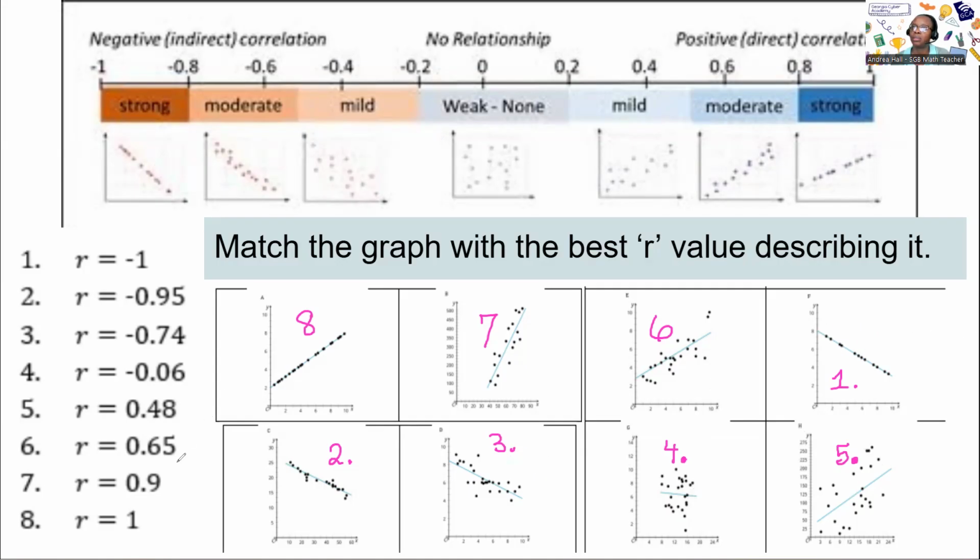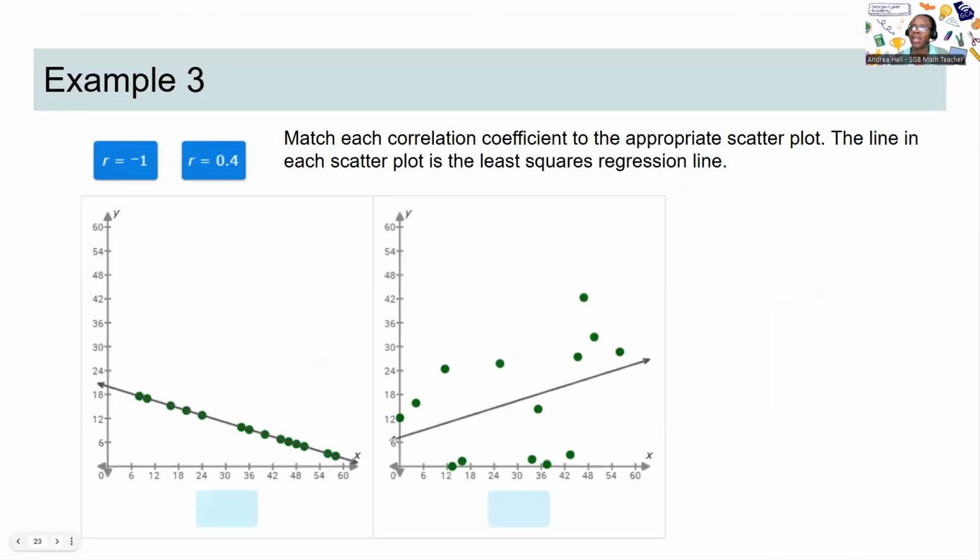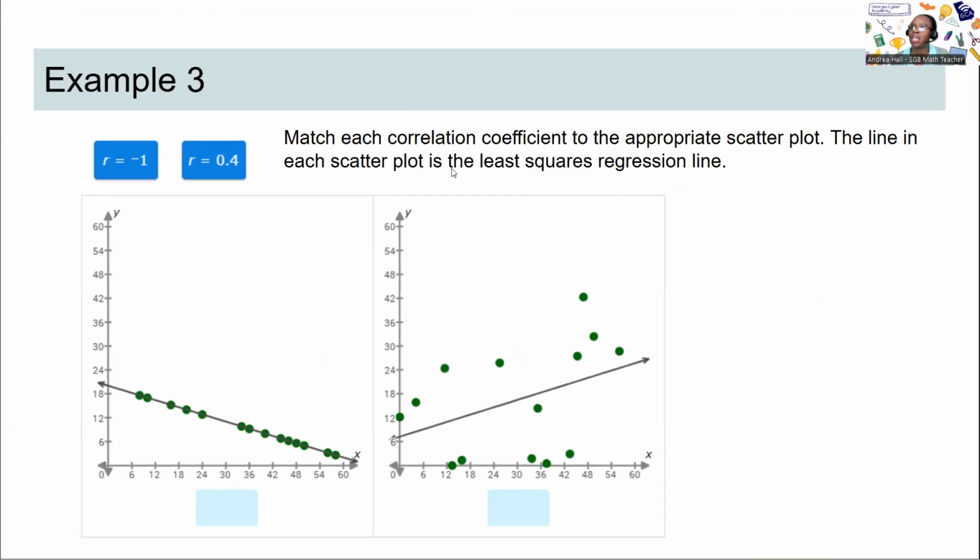And that's how you do it. All right. Here's example 3. Match the correlation coefficient with the appropriate scatter plot. The line in the scatter plot is the least squares regression line. All right, so just here you have R equals -1 or R equals 0.4. Go ahead and match them up. Pause the video.